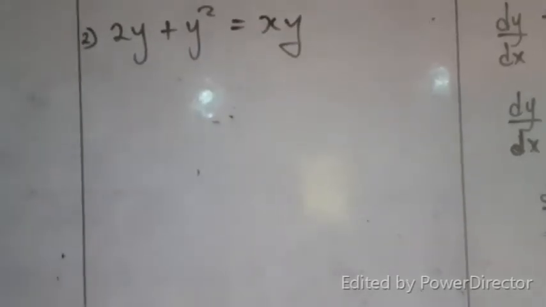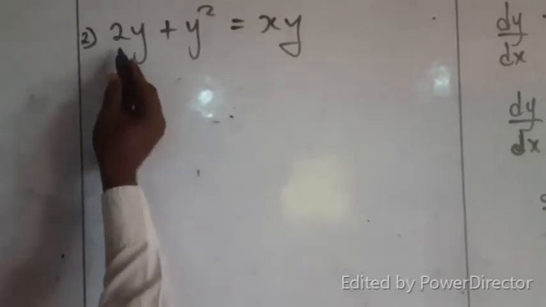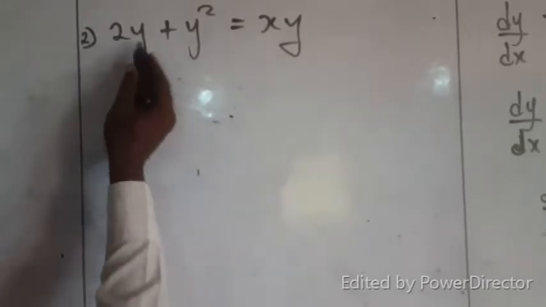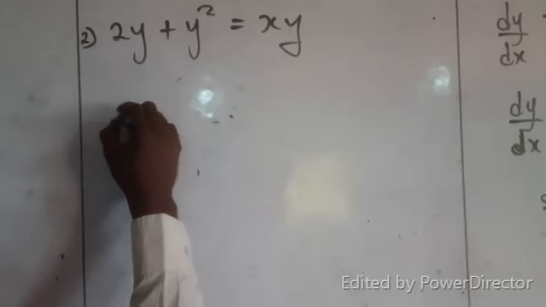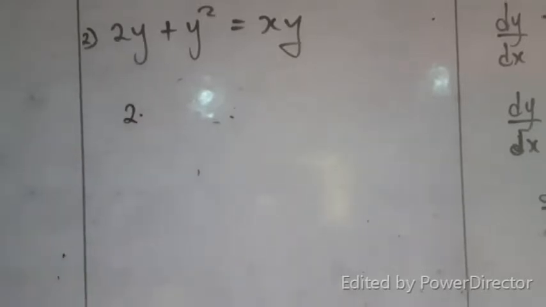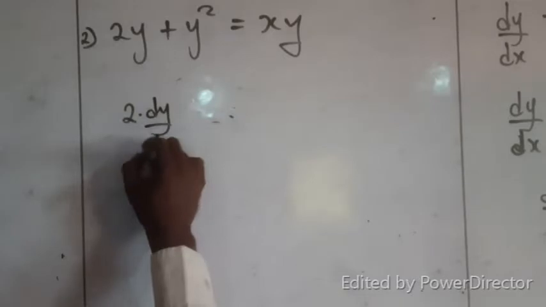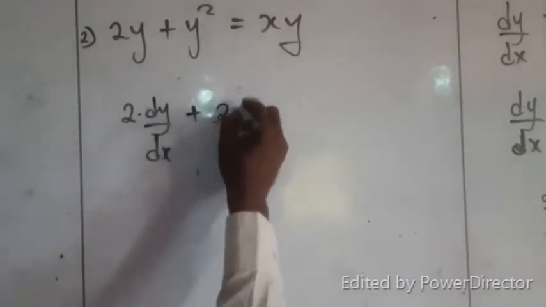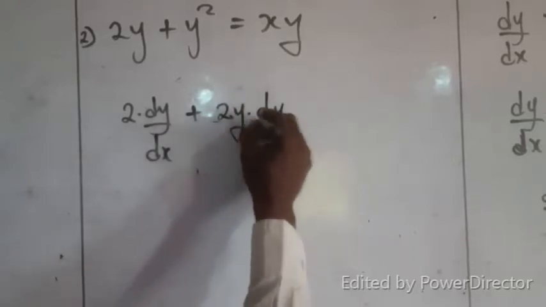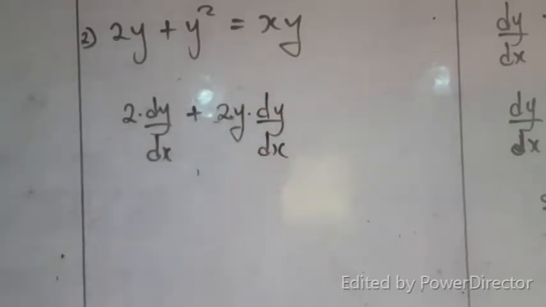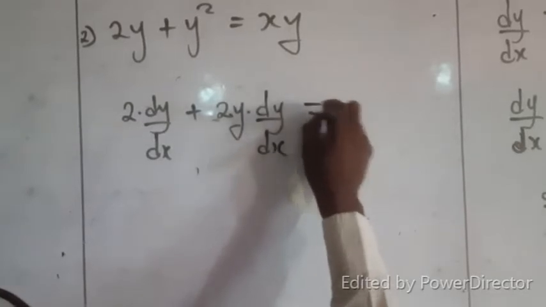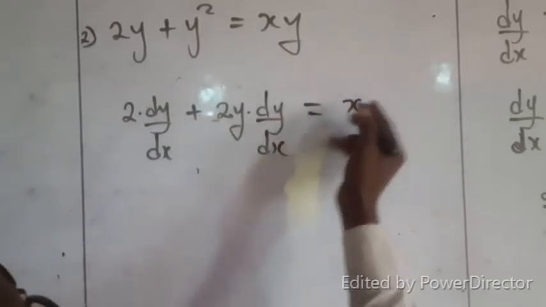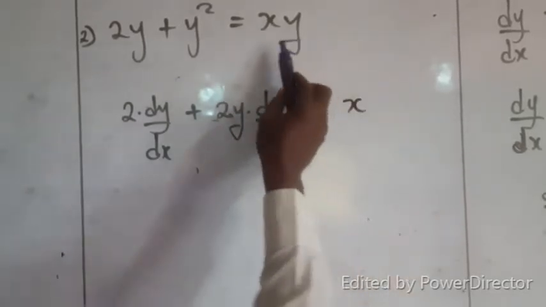We want to solve number 2. Don't forget what I told you. Differentiate y. If you differentiate this 2y, that will simply give you 2. But because it is y, you attach your dy dx, plus differentiate y squared. That will give you 2y. Then attach your dy dx, is equal to x. You know, I told you you will use product rule here.